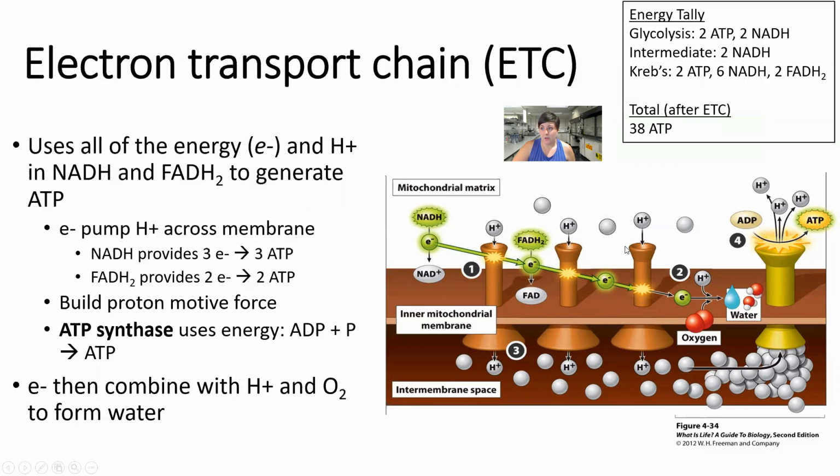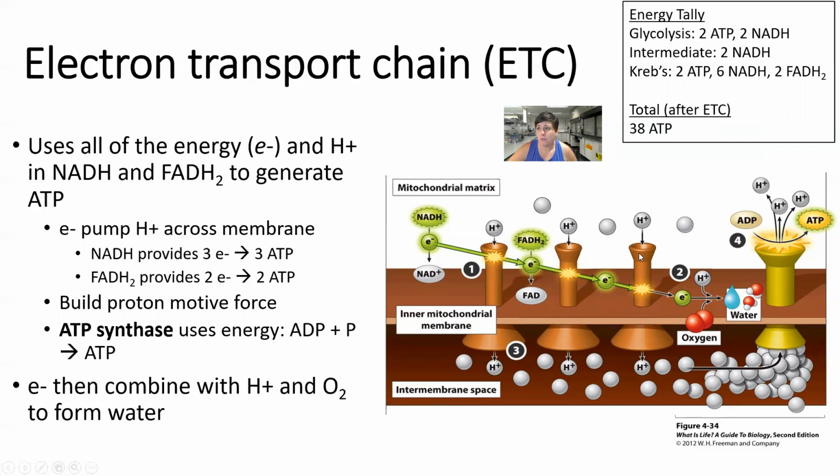FADH2, when it gets to the electron transport chain, binds differently, but it can pump only 2 hydrogens across that membrane. So it pumps 1, 2 hydrogens. Every hydrogen equals 1 ATP. So FADH2, because it can pump 2 hydrogens across, will result in the production of 2 ATP. This is important because it gets into our calculation of how much ATP is generated via cellular respiration.